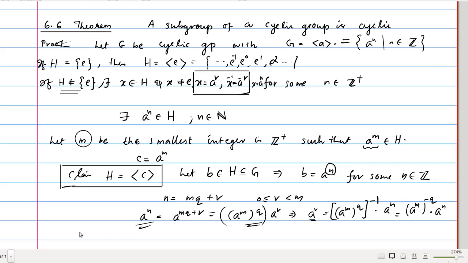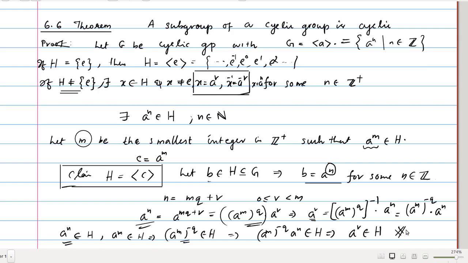Now we know that a raised to n is an element of H, because we took B belonging to H with B equal to a raised to n. And we know that C, a raised to m, is also an element of H. Consequently, a raised to m whole raised to minus q belongs to H. Then combining these two elements of H, a raised to m whole raised to minus q times a raised to n belongs to H. That means this a raised to r belongs to H.